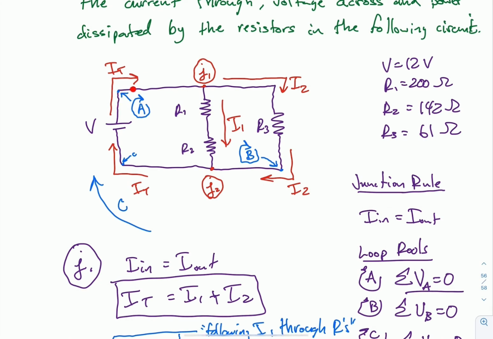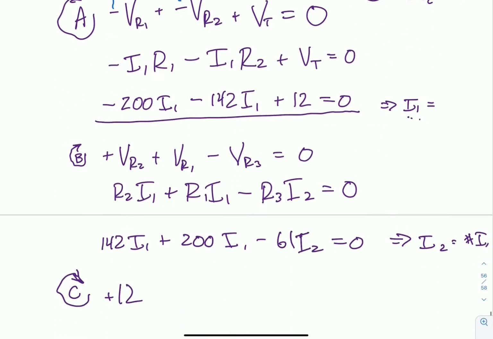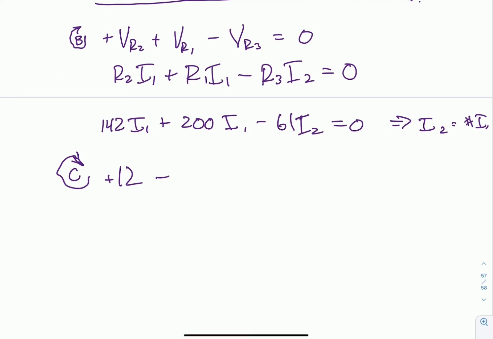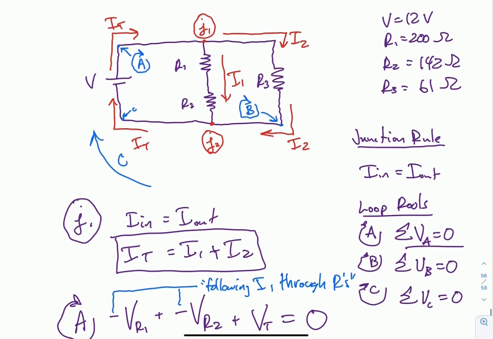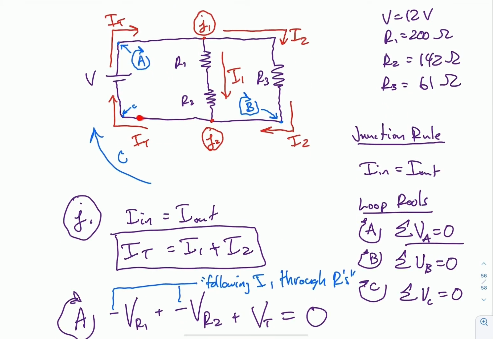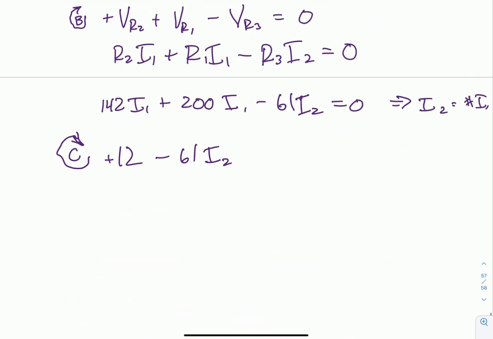And then we're going to turn right because we have to, and loop C is the outer loop, so we're ignoring junction 1 and junction 2, and following I2 through R3. That means we have a negative I2 R3, so we'll have minus, and R3 was the 61 times I2. And then we can continue on until we're back to C. We didn't go through any more components. So this is equal to 0. And it looks like from this one we can actually solve for I2.